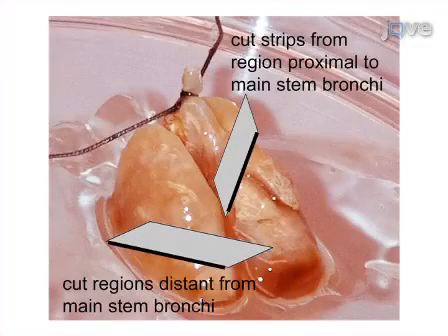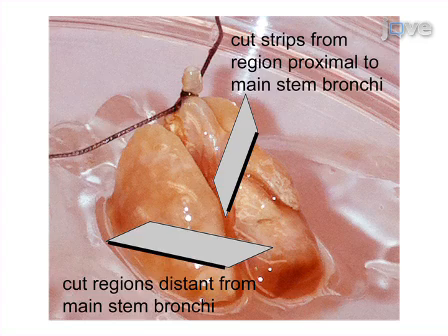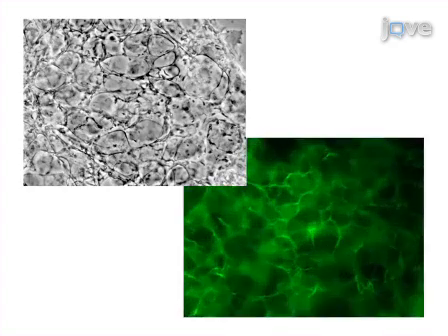To exclude large airways and vessels, cut strips from subpleural regions distant from main stem bronchi. If airways and large vessels are to be imaged, cut strips from lung tissue more proximal to main stem bronchi. To isolate areas of interest for AFM microindentation, visualize the tissue by phase contrast microscopy, or immunostain and visualize by fluorescence microscopy. Please see the written portion of this protocol for the procedure.